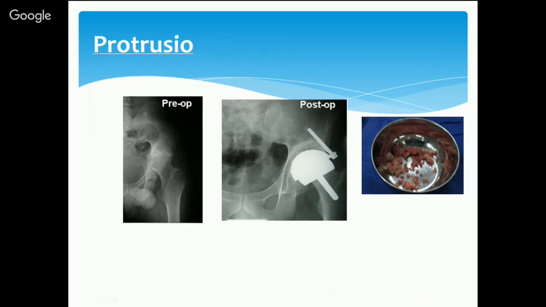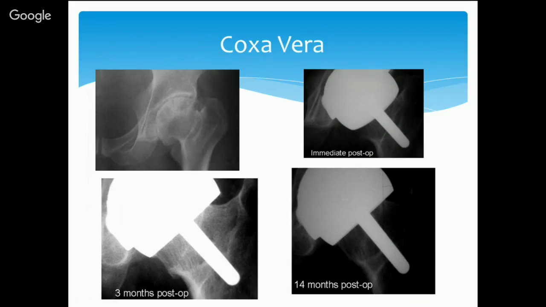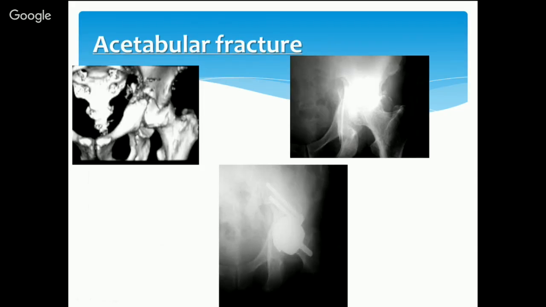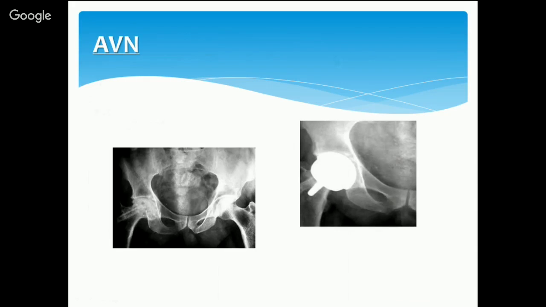In case of protrusio acetabuli, coxa vera, we are using the Birmingham hip. In case of acetabular fracture, and avascular necrosis of the femoral head.